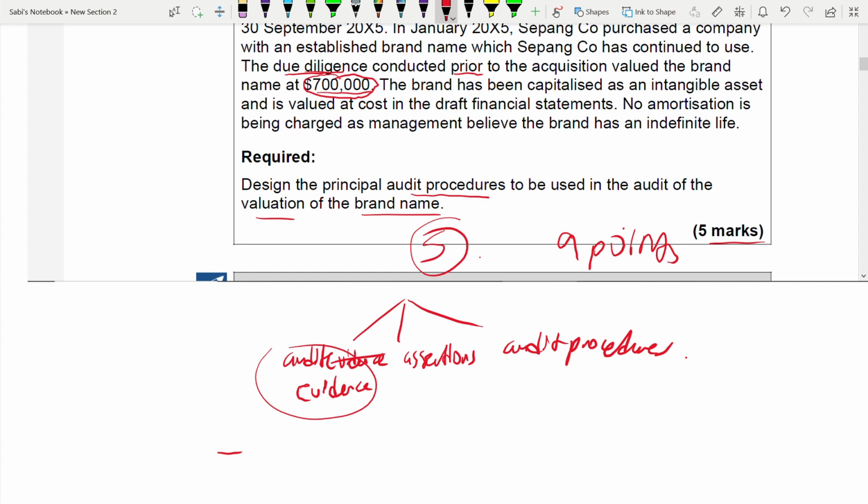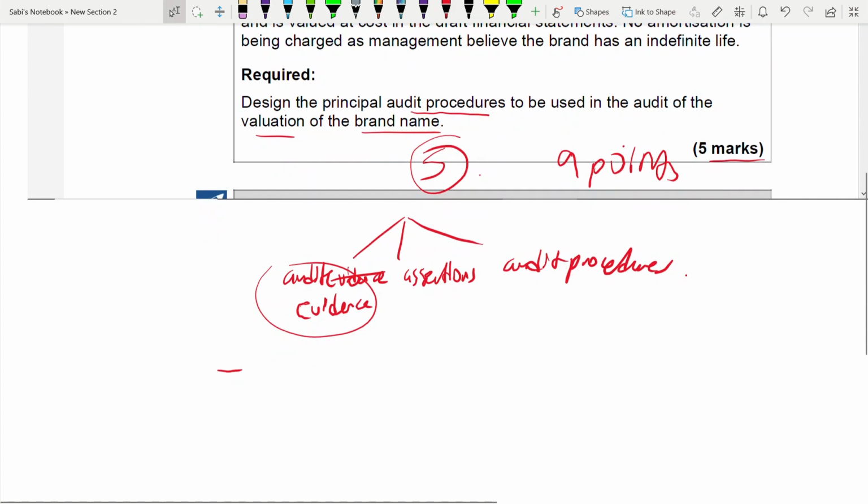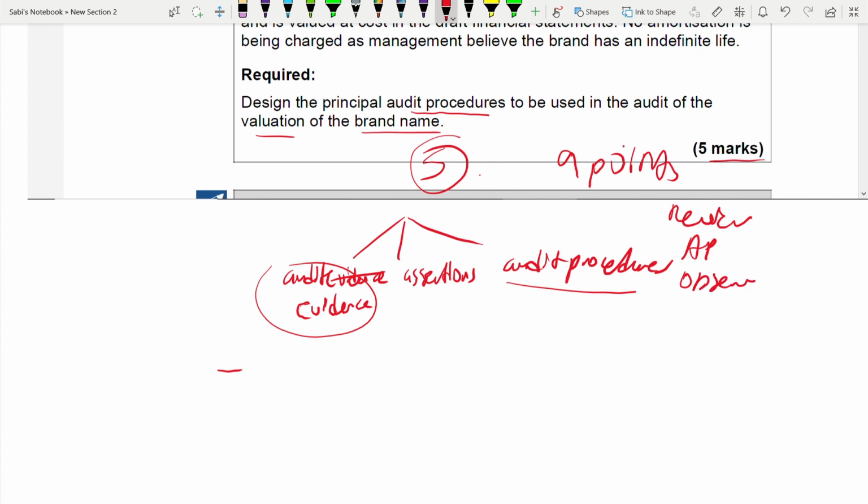This 700,000 you have got from a due diligence, no? Because this was conducted prior to acquisition. So we are going to use exactly that. But you need to select the right audit procedure. That means you have to use words like review, analytical procedure, observe, inspect, inquiry, discuss. Okay, so these are some of the audit procedures that you can list. You will see every audit procedure starts with one of these words. So which one do you think?